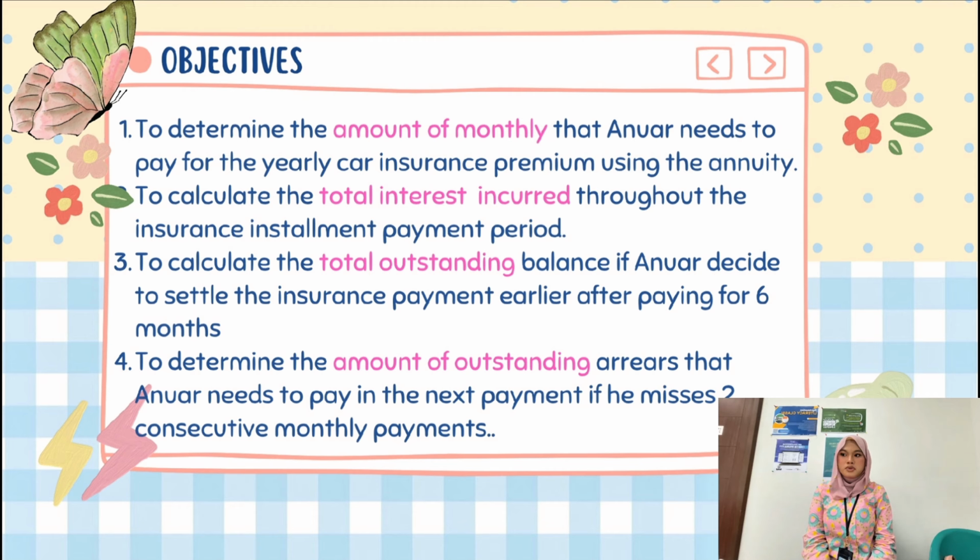Here are the annuity objective questions 3 and 4. Question 3 is to calculate the total outstanding balance if Anwar decides to settle the insurance payment early after paying for 6 months. Question 4 is to determine the amount of outstanding arrears that Anwar needs to pay at the next payment if he missed 2 consecutive monthly payments.